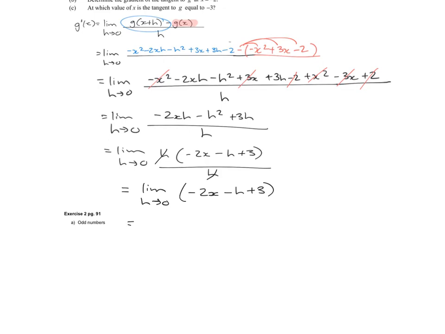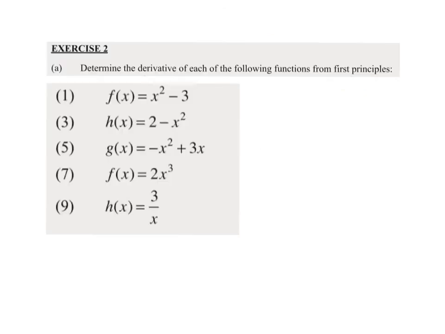And then substitute the 0 in, which means our h is going to cancel out. We're going to have negative 2x plus 3. That is representing the gradient at any one single point on this graph. Okay, so you can do the exercise, practice the exercise there.